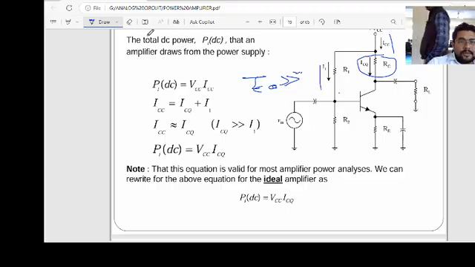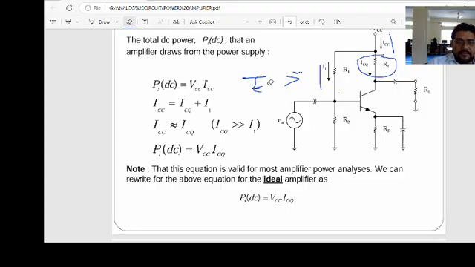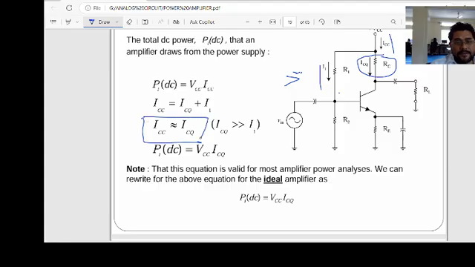After we put these values too high, then we can see IC is equal to ICQ. So this is the ICQ, this is the ICC is equal to ICQ, and ICQ is greater than IC1. Note that this equation is valid for most power amplifiers.